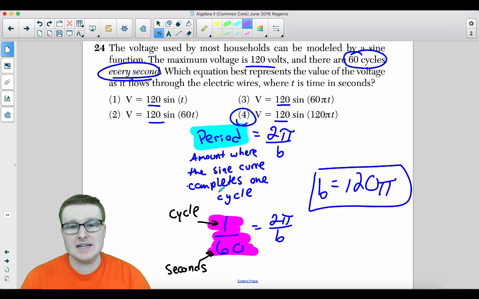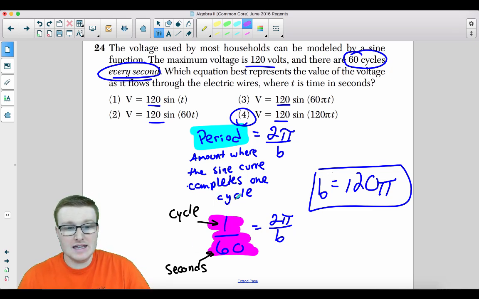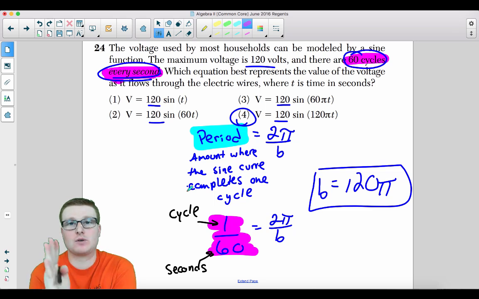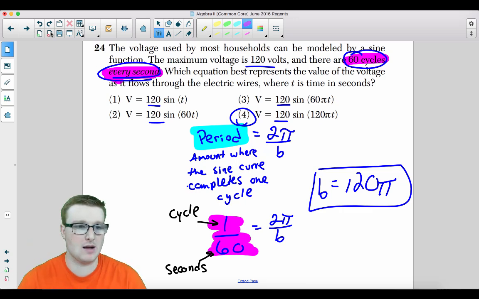So what I'm saying here is in one cycle, there are 1 over 60 of a second. Okay? It's saying here that there are 60 cycles every second. What I'm doing is I don't want to say I'm taking the reciprocal, but for one specific cycle, that is your period. I hope that question made sense. I think it was a very wordy question, but that is how you do that problem.